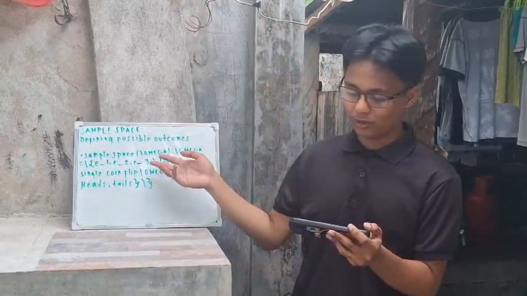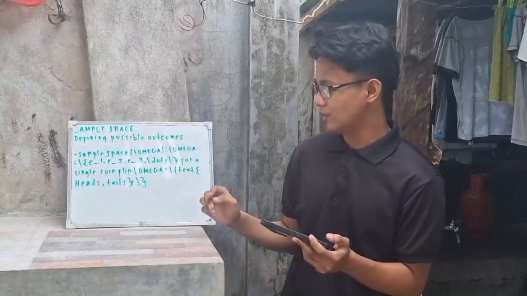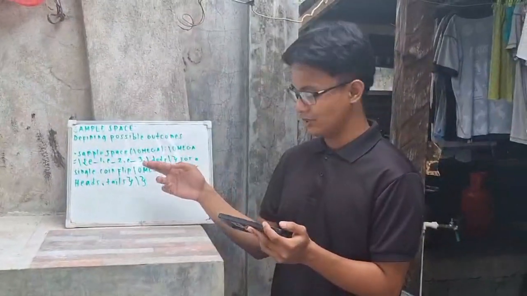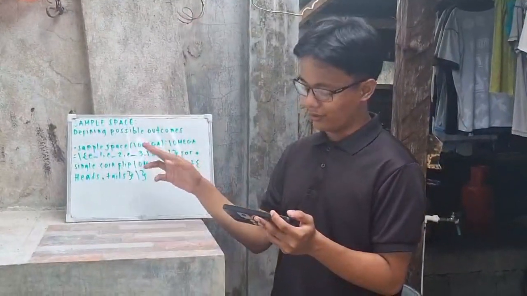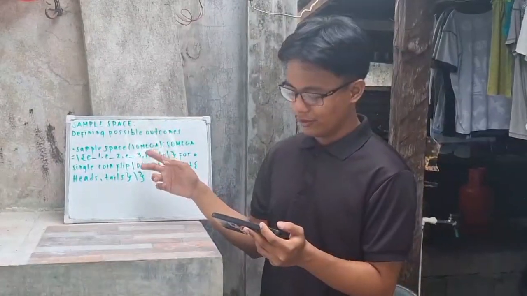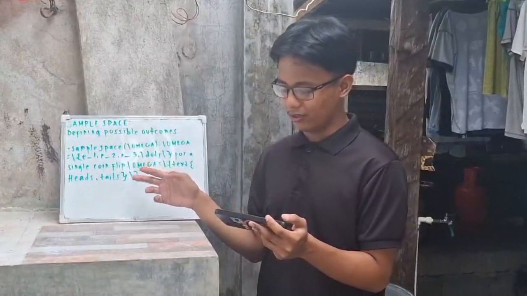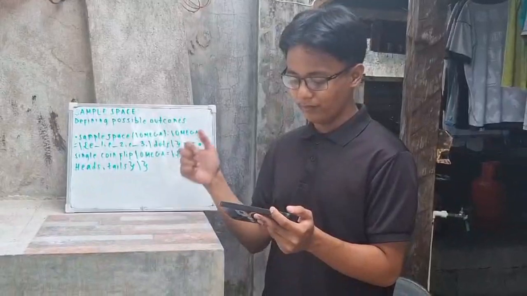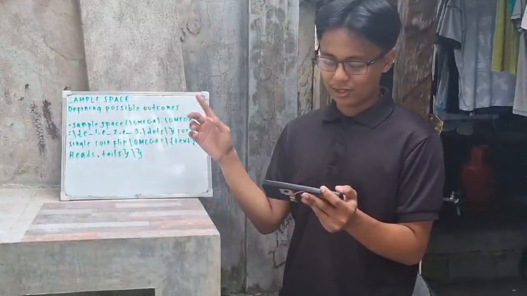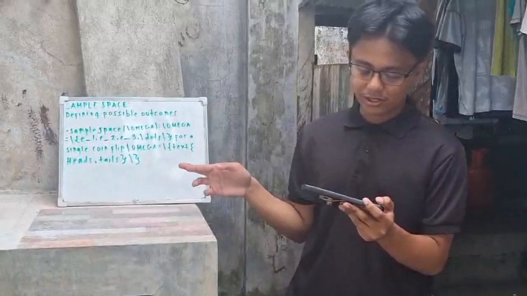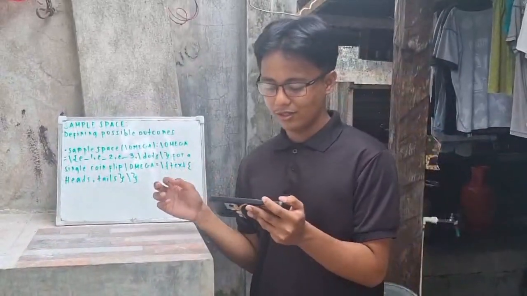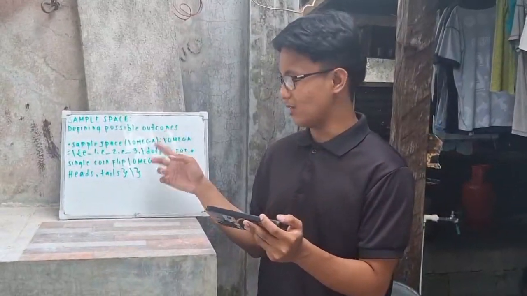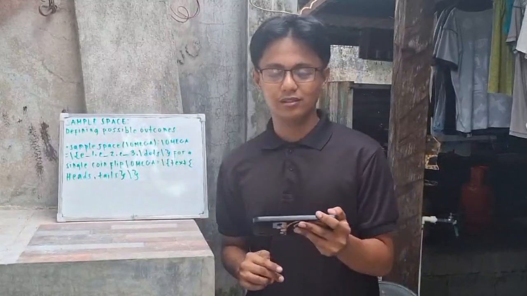So here are the equations for sample space. The sample space Ω equals {E_1, E_2, E_3, ...}. For a single coin flip, Ω equals {heads, tails}.